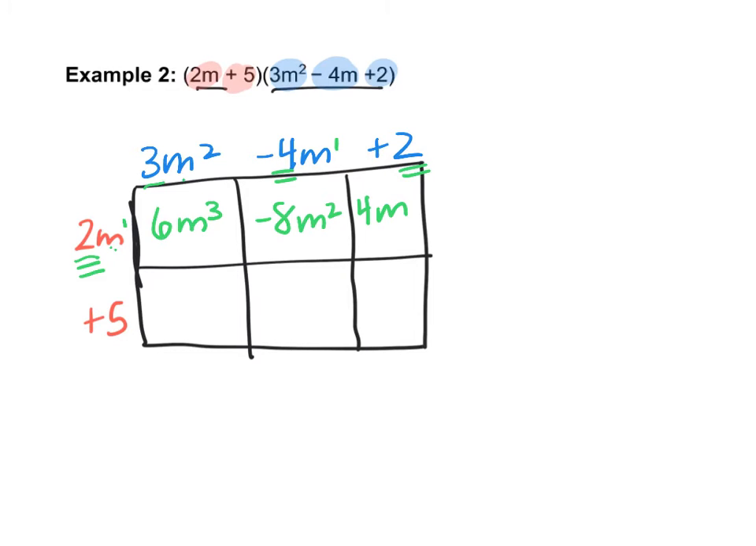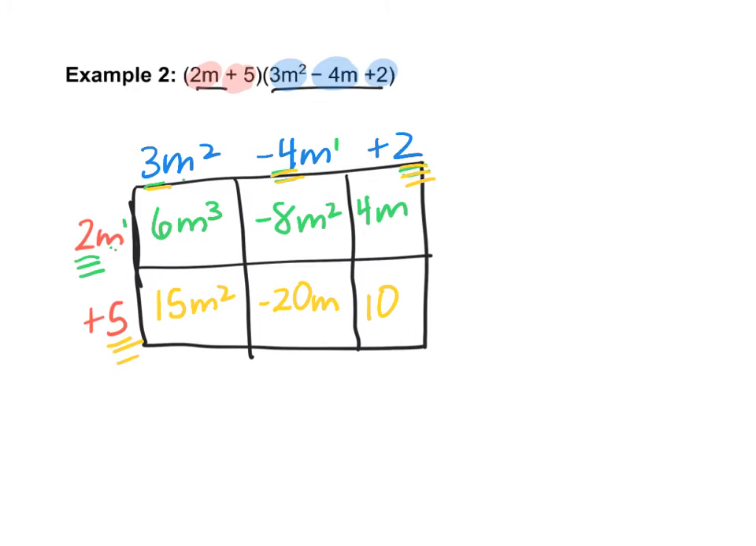All right, for the bottom row, we're doing 5 times 3m squared, which would give me 15m squared. Remember, I did 5 times 3. This one didn't have an m squared, so our m squared just comes along. We have 5 times negative 4m, so we would have minus 20m. And then we have 5 times 2, which would give me 10.